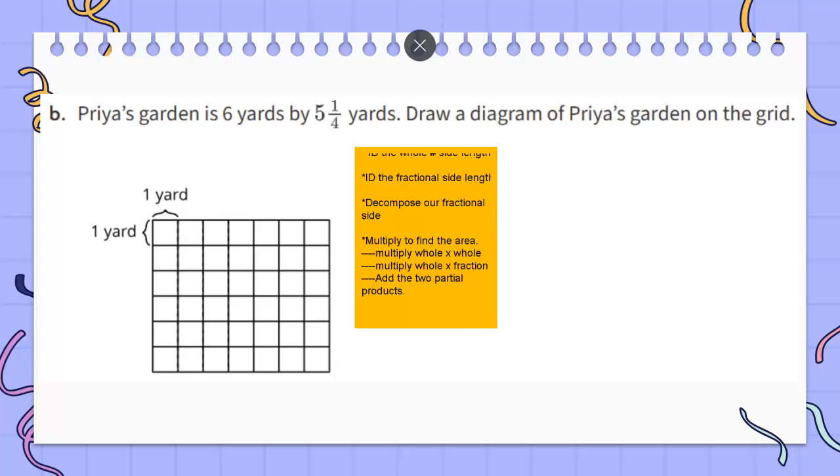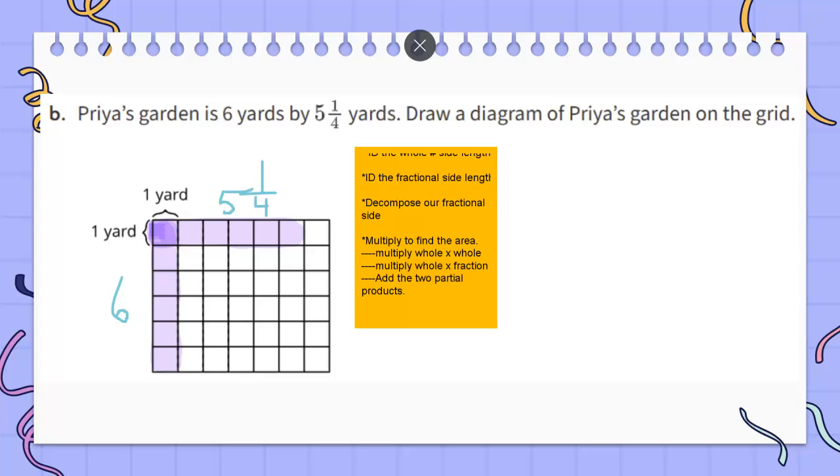Now let's go ahead and label. So we'll have 6 on this side, and then we'll put 5 1/4 at the top. And just like we did before, we'll begin by finding our whole side length first. So this is 6 on this side, so we'll count down 6, 2, 3, 4, 5, 6. So this whole side is 6. And then this is 5 1/4, so that's 1. Remember to still count this 1. 1, 2, 3, 4, 5.